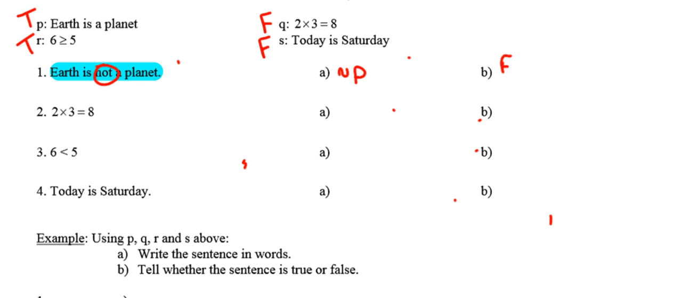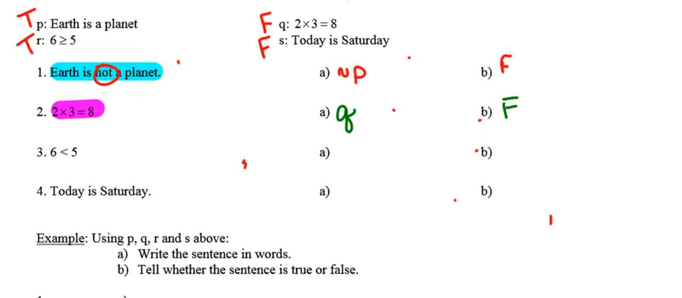All right, number 2 says the statement 2 times 3 equals 8. And again, they want us to represent this symbolically, so using P, Q, R, and S. If I look at my choices for this particular problem to represent the statement 2 times 3 equals 8 using symbols, I'm going to use the letter Q. And we already decided that statement Q is a false statement.